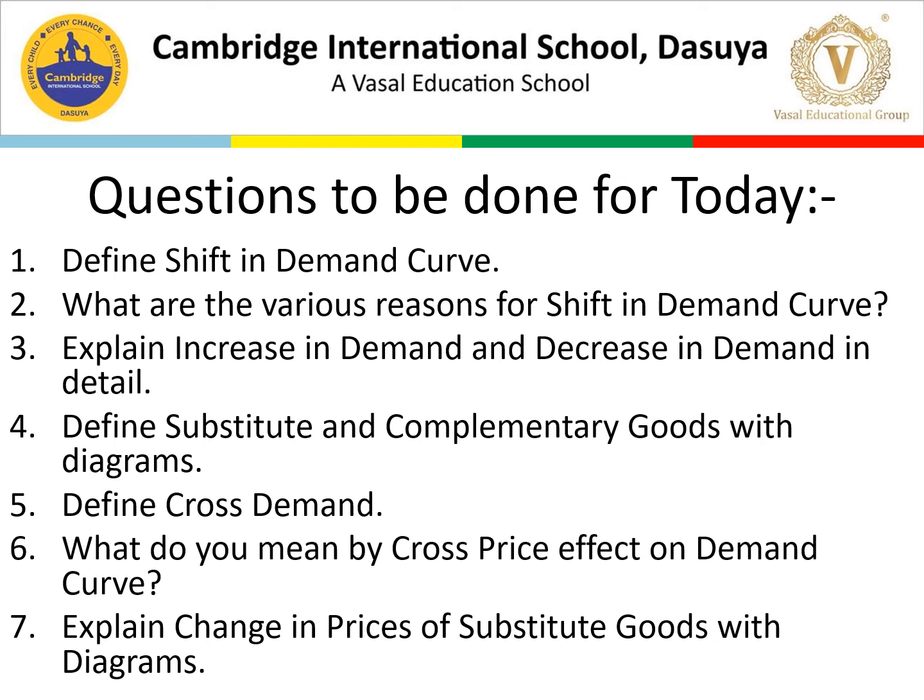Next is define substitute and complementary goods with diagrams. You can explain this also. Then define cross demand. What do you mean by cross price effect on demand curve? Just explain it in a simple way. Then explain change in prices of substitute goods with diagrams.